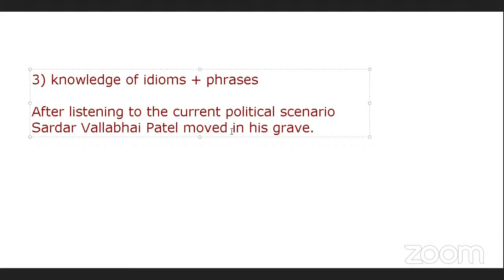We use this for past personalities, those who are not with us anymore. And when we violate the very things that they have stood for, it means that we have disturbed them or disturbed their values, what they stood for. Answer should be turned in his grave. So you have to have knowledge of idioms and phrases for this part, guys.